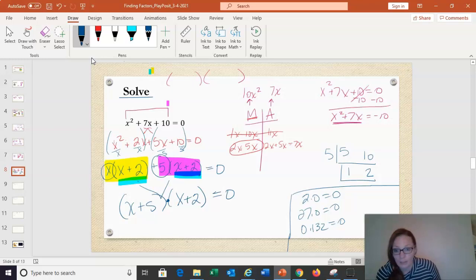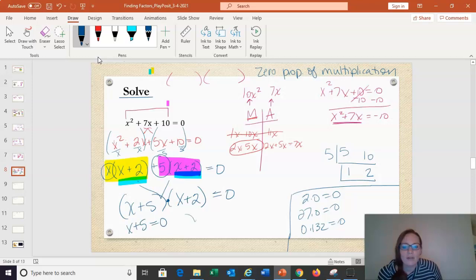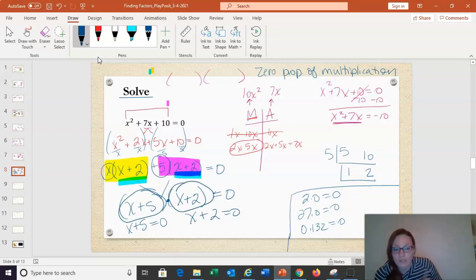Remember, this is a whole number here. So because of the multiplication, the zero property of multiplication, I'm going to write that up here. Zero property of multiplication, we are allowed to do this. What we do is we set each of these equal to 0 because we know at least one of these terms, the whole thing, that's why I'm circling it, has to be 0. So we're going to set them each equal to 0 and solve for x.